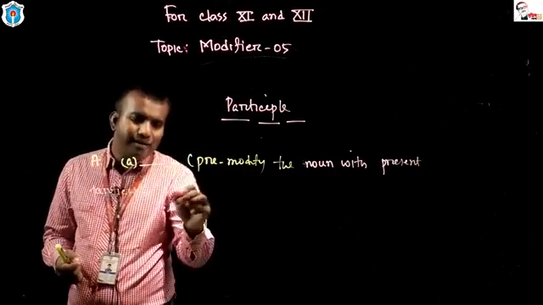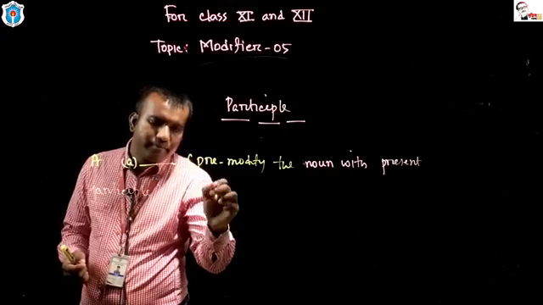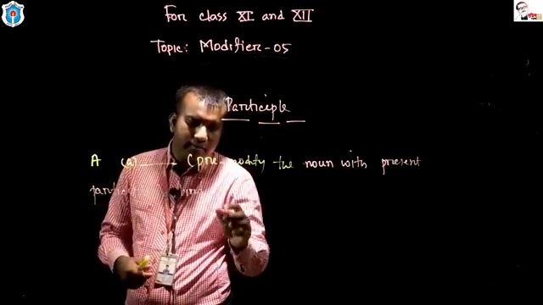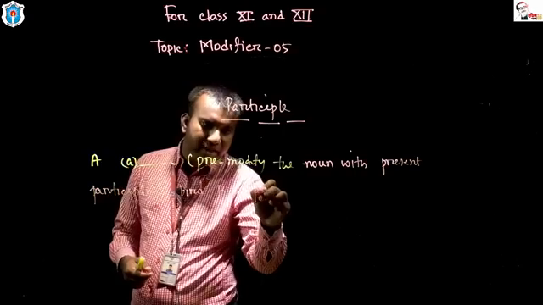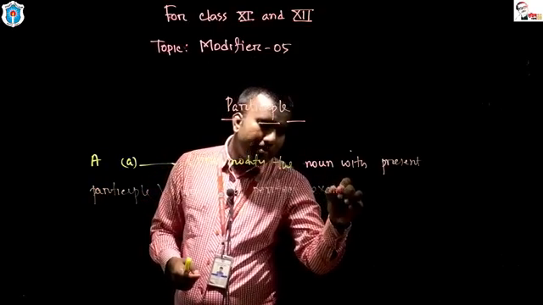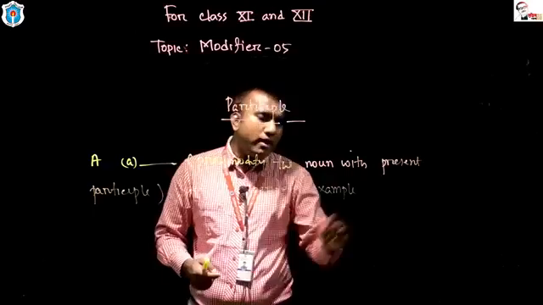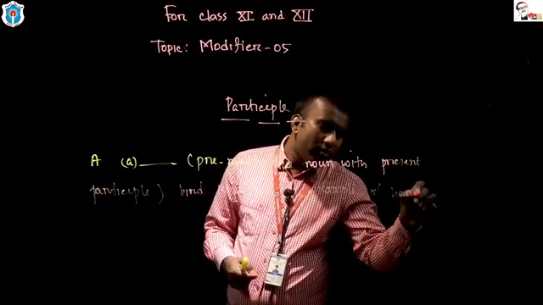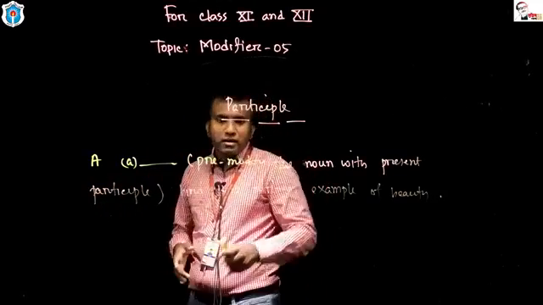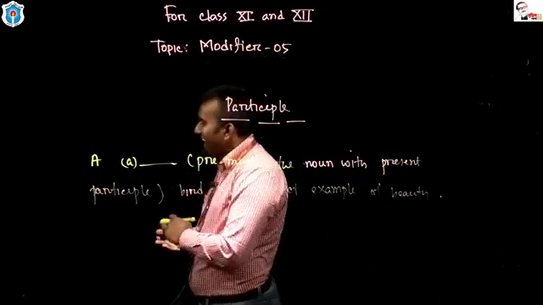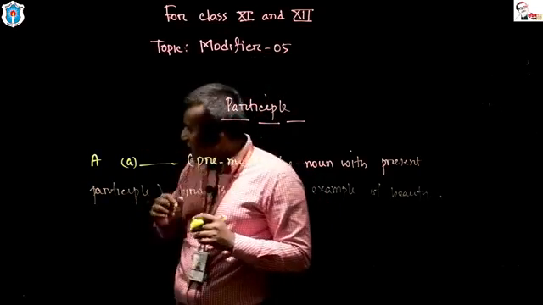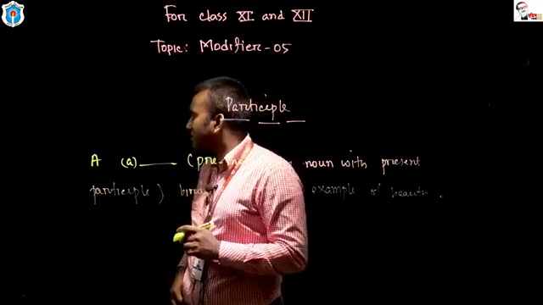A dash bird is a perfect example of beauty. Pre-modify the noun with present participle. I haven't, my dear students, sorry, I haven't taught you present participle, but I have given you a question. Actually, I want to know whether you have got any conception regarding present participle or participle, okay?